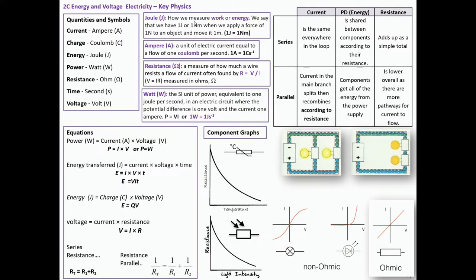Quantities then, so it's joules are how we measure work or energy. So you've got 1 joule or 1 Newton meter when we apply a force of 1 Newton to an object to move it a meter. That's a joule. That's all it is. It's like moving an apple. You could think of a meter across a desk.